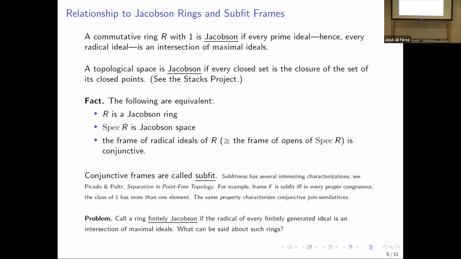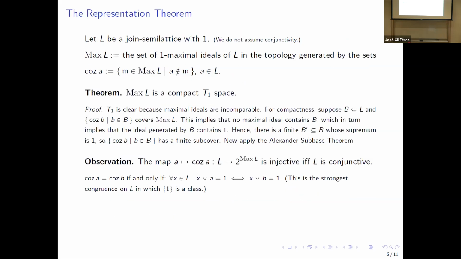Right, this arises naturally, because the topology of the spectrum of a ring is a coherent frame. It's the frame of ideals of the lattice of finitely generated radical ideals. Now, a join semilattice or a lattice can be conjunctive without its frame of ideals being conjunctive. So what does this condition mean? I have no idea. It's an open problem and an interesting one.